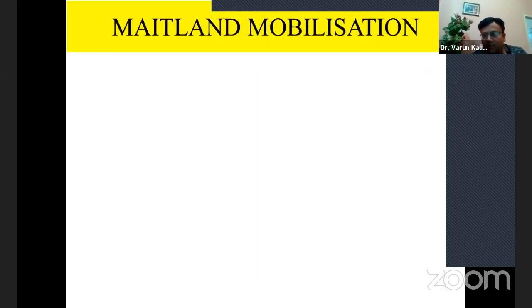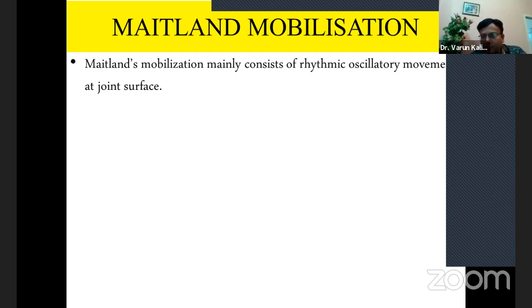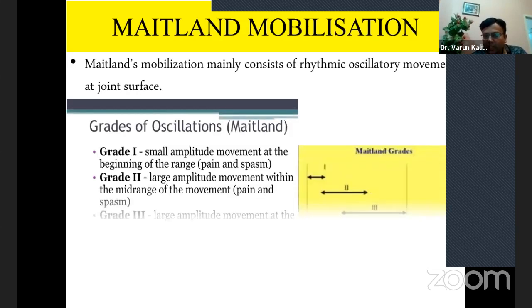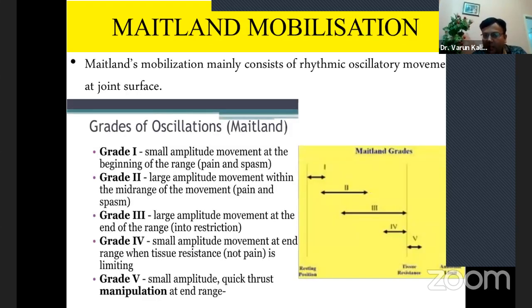Next is the Maitland mobilization. Maitland mobilization mainly consists of rhythmic oscillatory movements at the joint surface. Here we have to consider the rhythmic oscillatory movements. Here we have 5 grades, but in Maitland mobilization we are using the first 4 grades. The fifth grade is the manipulation.